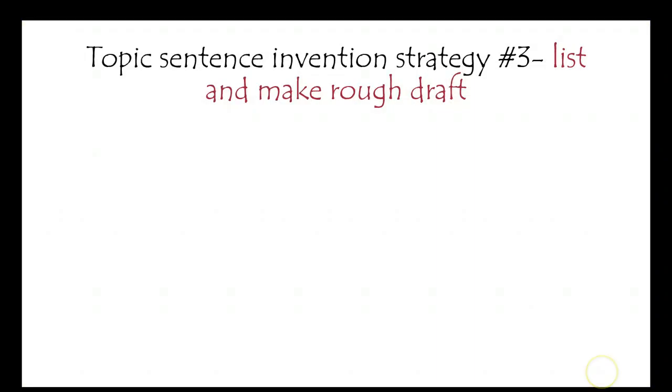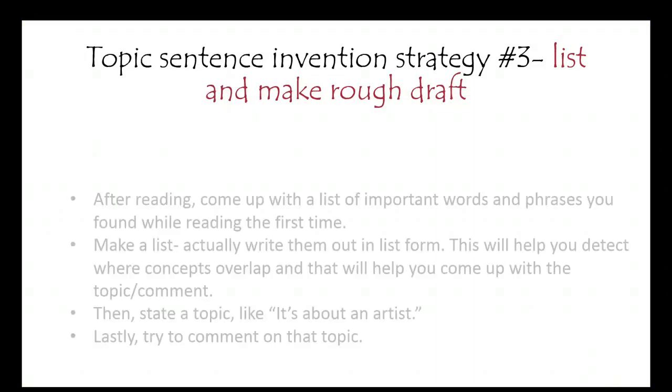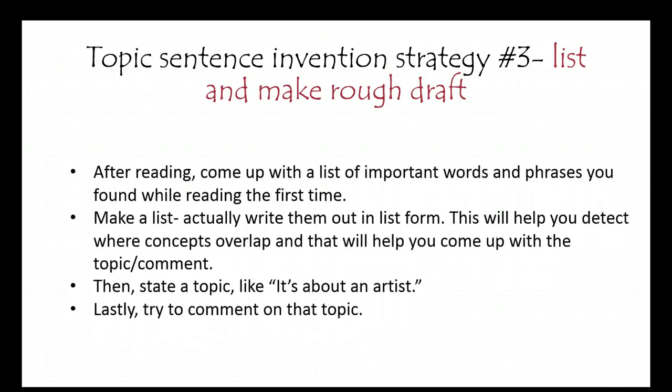Another way to invent a topic sentence is to make a list in a rough draft. So after reading, come up with important words and phrases you found while reading the first time. Make a list of these phrases and words. Go Google them or look them up in the dictionary and figure out what they mean. This is something that'll help you if you are not familiar with the text or the information or the theory or the concept. Sometimes this one will help you do it.